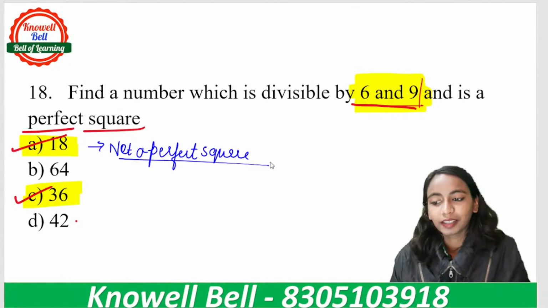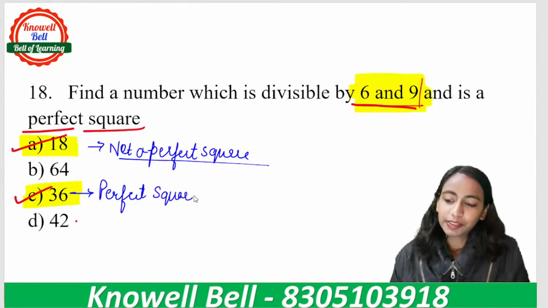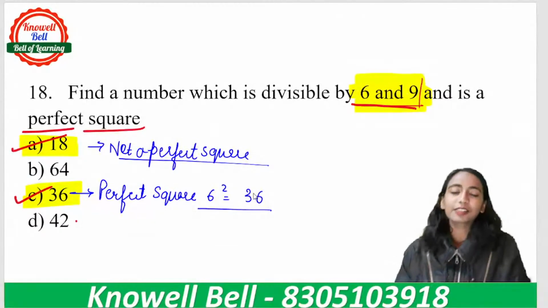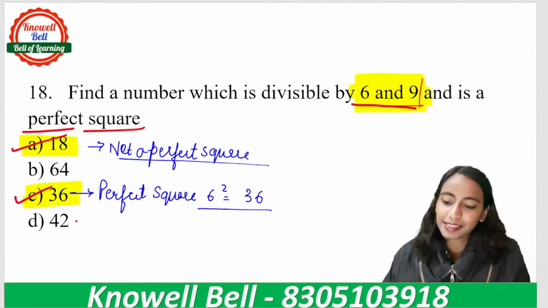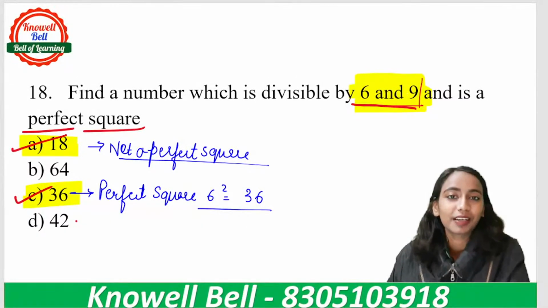But 36 is a perfect square. What is a perfect square? 36 is a perfect square. It is a perfect square of 6. A square of 6 is 36. 36 is divisible by 9. 36 is divisible by 6 and it is also a perfect square. So the most simple looking questions can be the hardest questions, okay?